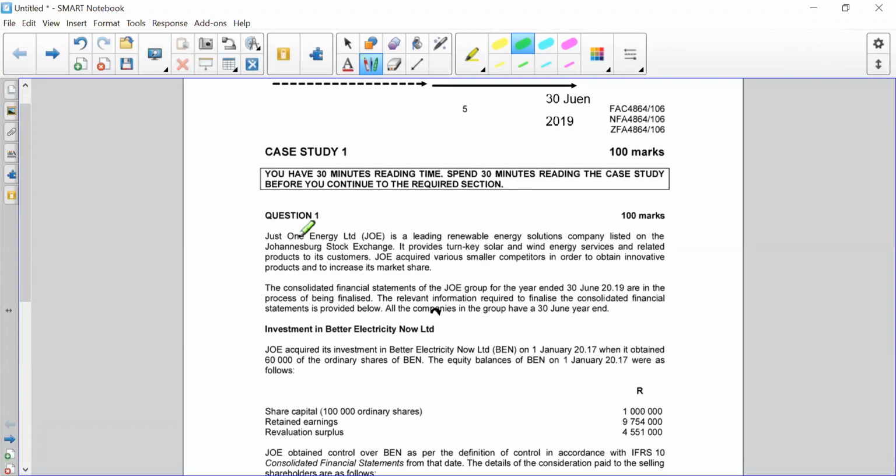So Just One Energy, Joe's, is a leading renewable energy solutions company listed on the JSE. It provides turnkey solar and wind energy solutions and related products to its customers, and it acquired various smaller competitors in order to obtain innovative products and increase its market share.